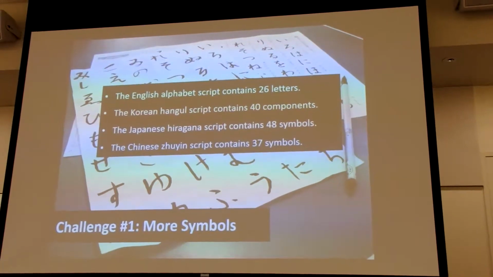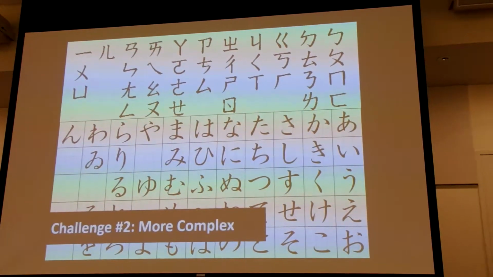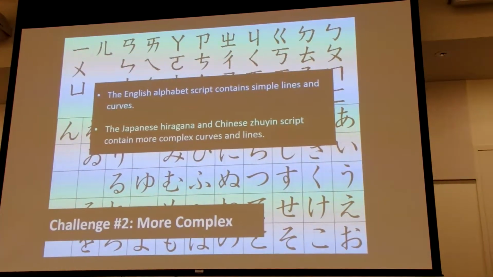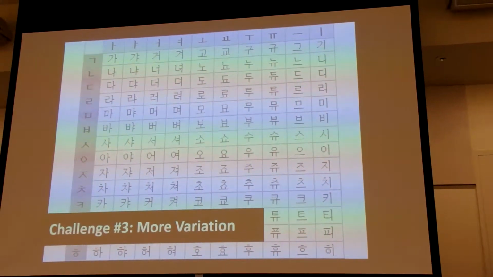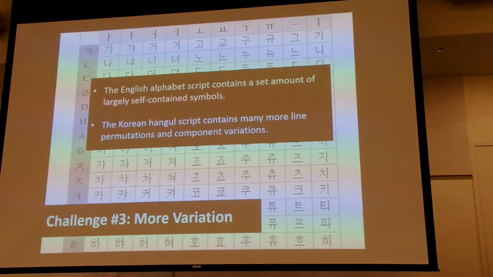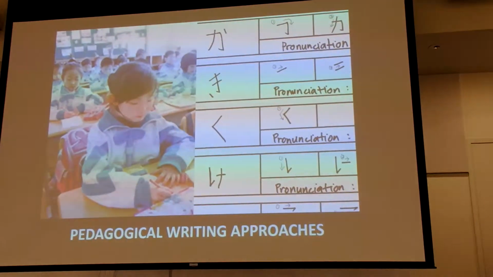That's one challenge. The other challenge is that it's more complex. It's kind of scary. English has simple lines, of course, but it's much more complex in Japanese. And there are more variations. Korean's a special language. So as you can already see, compared to ABCs, it can be a little complex.